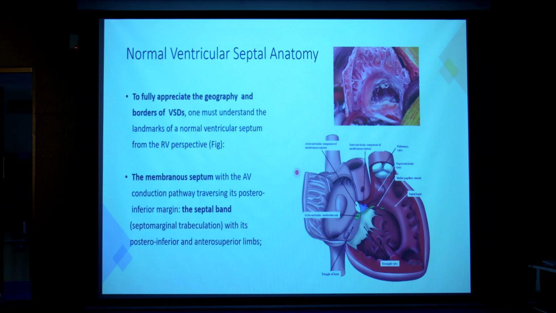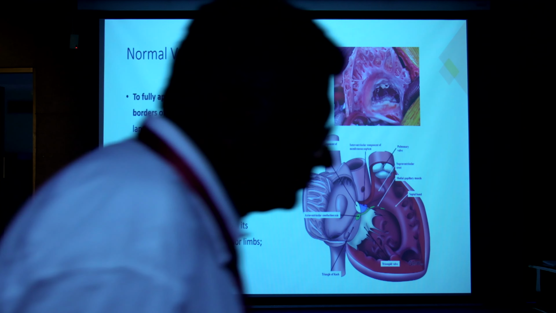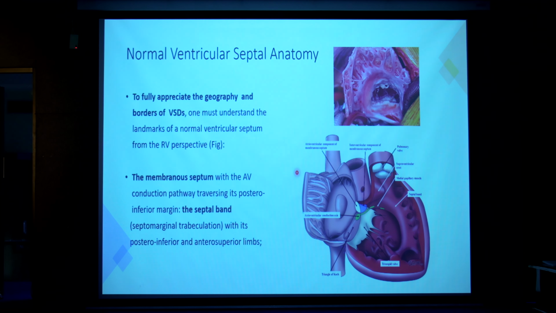Now, to fully appreciate this, you need to know the normal ventricular septal anatomy. In order to fully appreciate the geography and the borders of the VSD, one must understand the landmarks of the normal ventricular septum from the RV perspective. As I mentioned earlier, that's the membranous septum, that's the interventricular part, that's the atrioventricular part. Here in the perimembranous defect, you can see the AV node, which is at the apex of the triangle of Koch. The bundle travels along the posterior inferior border.